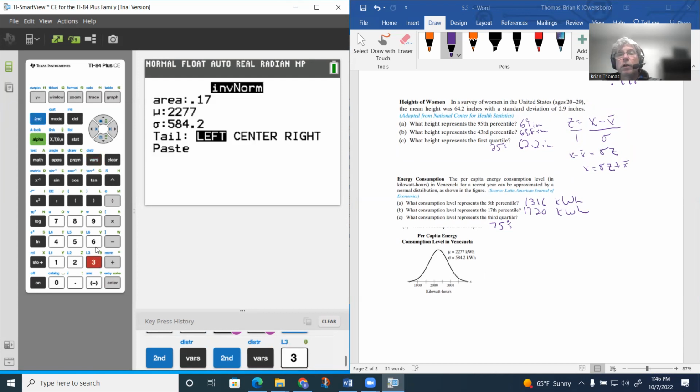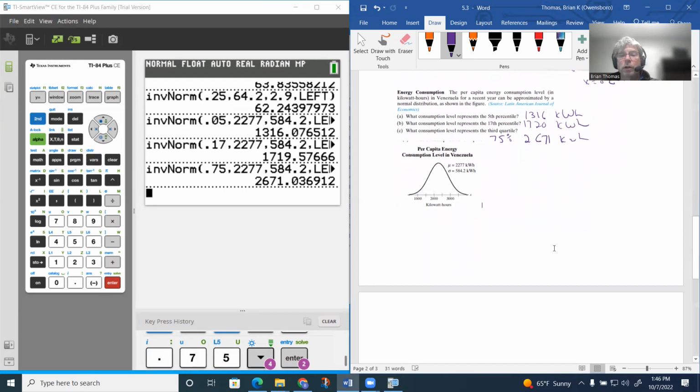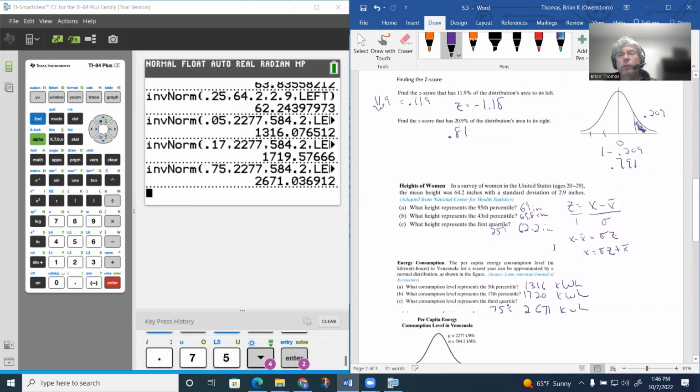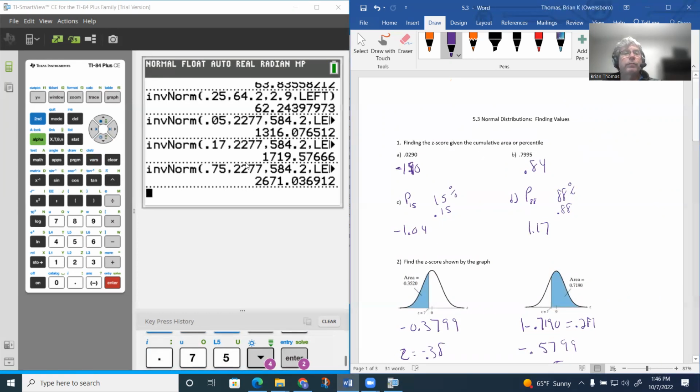Number 3. So we're changing that to 75%, because quartiles, the mean stays the same, the standard deviation stays the same. And again, we're doing from the left because left is cumulative. So we end up with, let's see here, 2,671 if I round to the nearest integer, kilowatt hours. All righty. So there's some examples of, again, taking advantage of technology to do some of your homework and working backwards now to find z-scores and also actual sample data pieces.